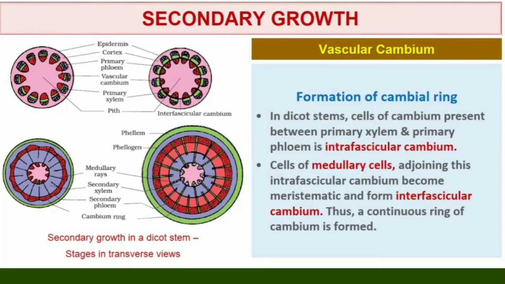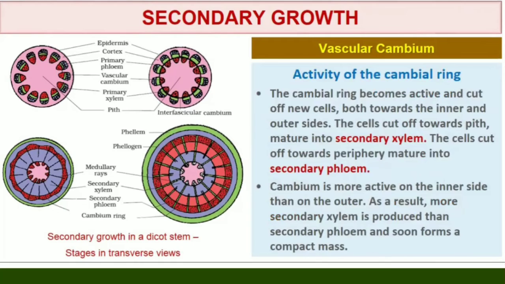Thus, a continuous ring of cambium is formed. Now, activity of the cambial ring. The cambial ring becomes active and begins to cut off new cells, both towards the inner and the outer sides. The cells cut off towards pith mature into secondary xylem, and the cells cut off towards periphery mature into secondary phloem. The cambium is generally more active on the inner side than on the outer.